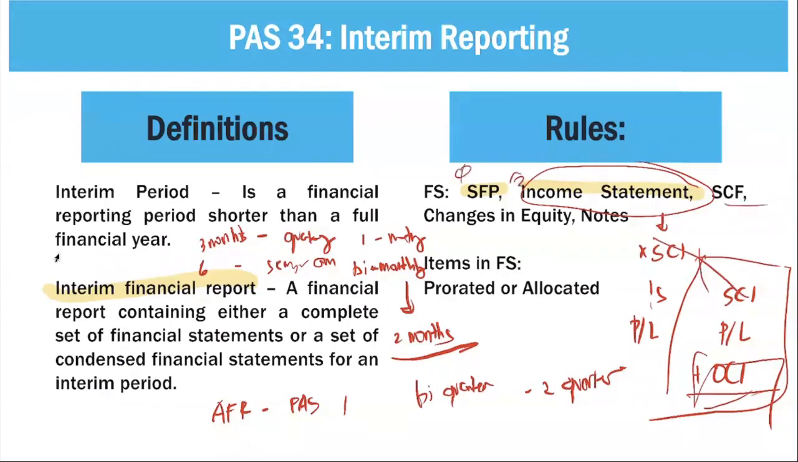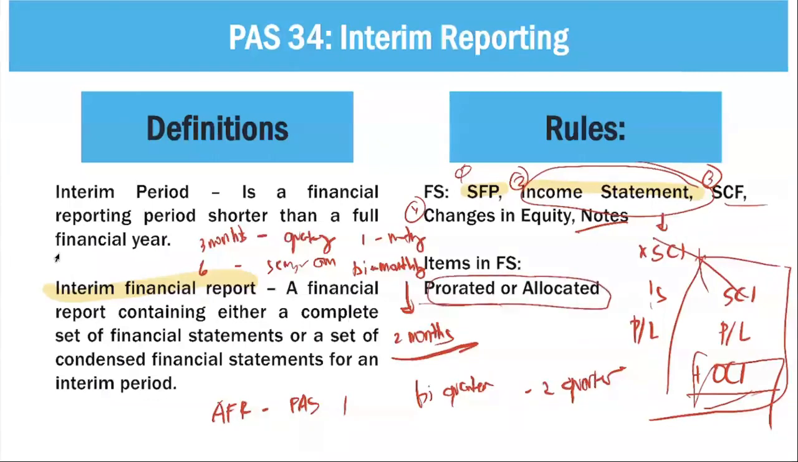Next, statement of cash flows is still present. So we have one, two, three. We have also your changes in equity, and then lastly, your notes. So in short, it is almost the same with past one. However, the difference is your income statement, because what you present here only is an income statement, while in a complete set of financial statement, we present statement of comprehensive income. So what are the rules in your items in FS? You should prorate it or you allocate it.